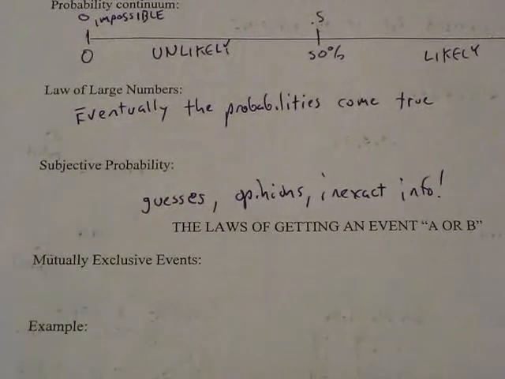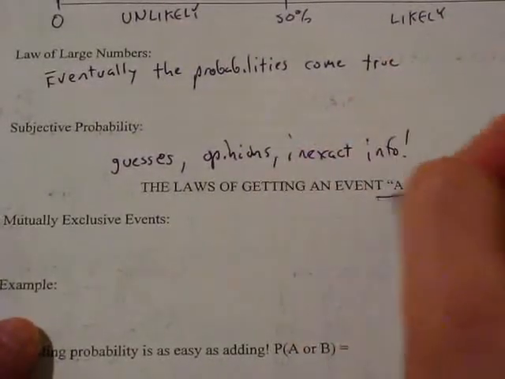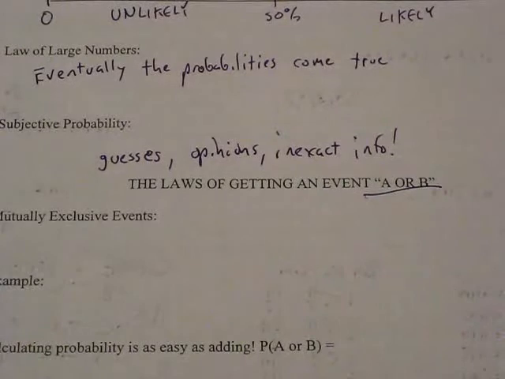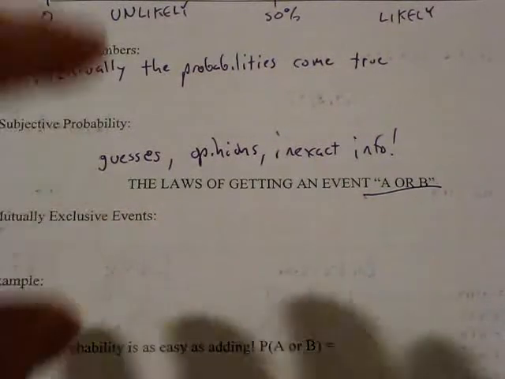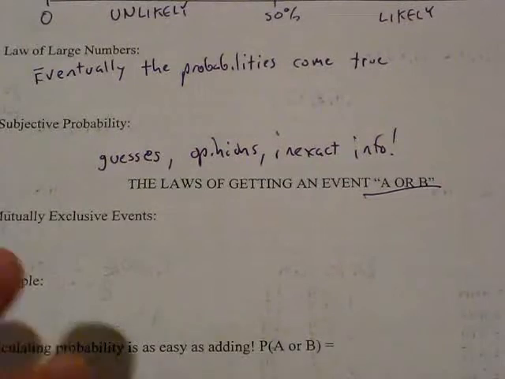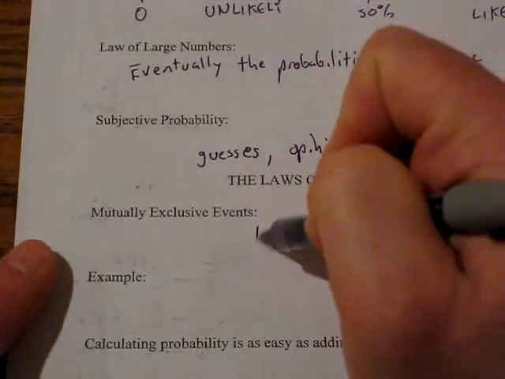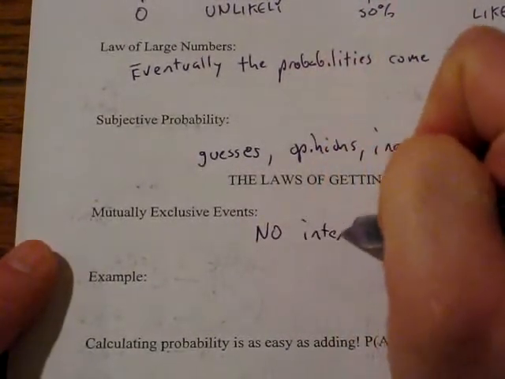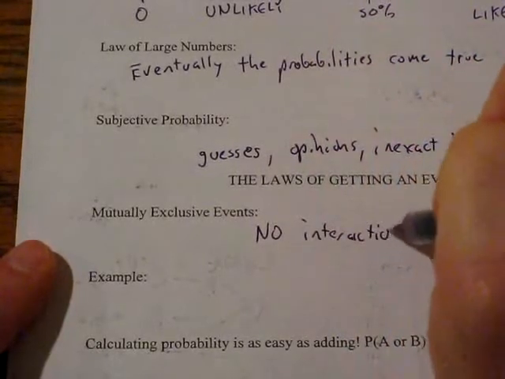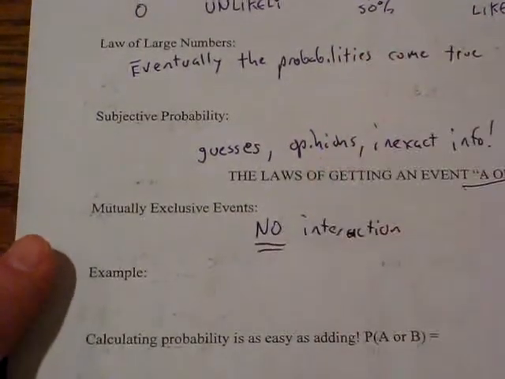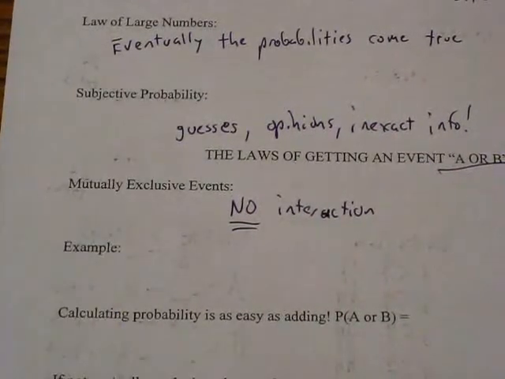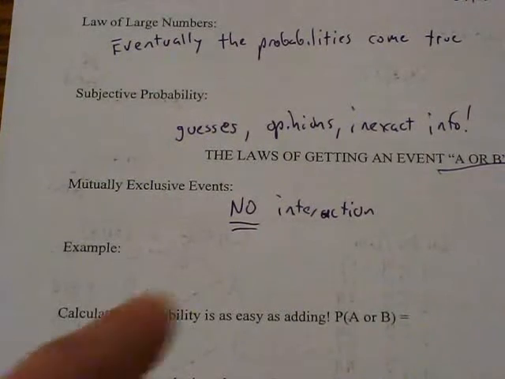And now we get to the meat of today's lesson, which is the laws of getting an A or a B. That's important because we want to take a look at what a mutually exclusive event is. This is going to pretty much decide one of the two rules we're going to use for our problem here. Mutually exclusive events have no interaction at all. All right. And this is not the same thing as independent. I want to just purely define mutually exclusive events as one that doesn't have interaction with the other.